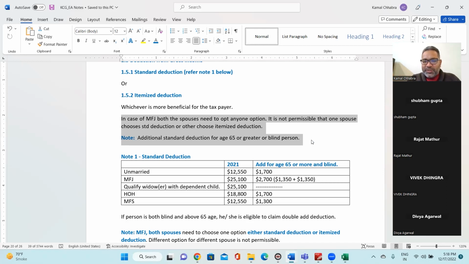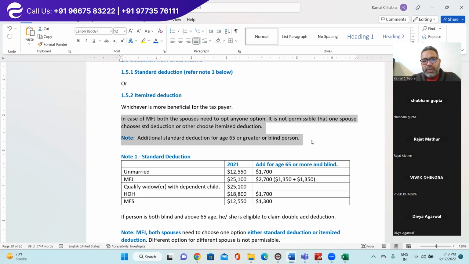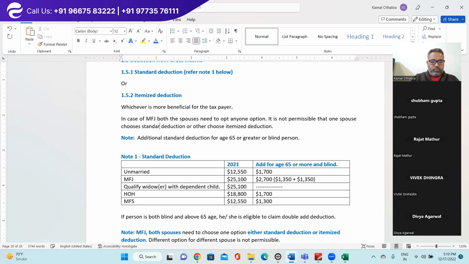Do you remember married filing jointly? Yes, sir. It means there is one income tax return for both the spouses. When you are filing one income tax return, you need to choose one option. You cannot say standard deduction for the husband and itemized deduction for the wife. It is not permissible that one spouse chooses standard deduction and the other chooses itemized deduction. And then there are certain additional standard deductions for age 65 or greater and for blind persons. We'll be discussing that.